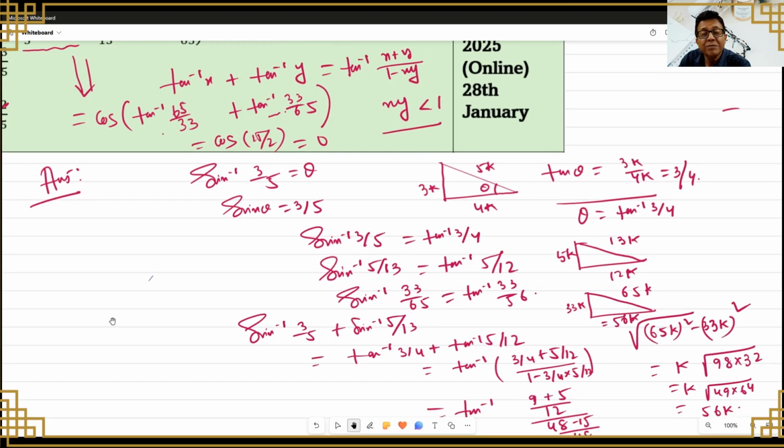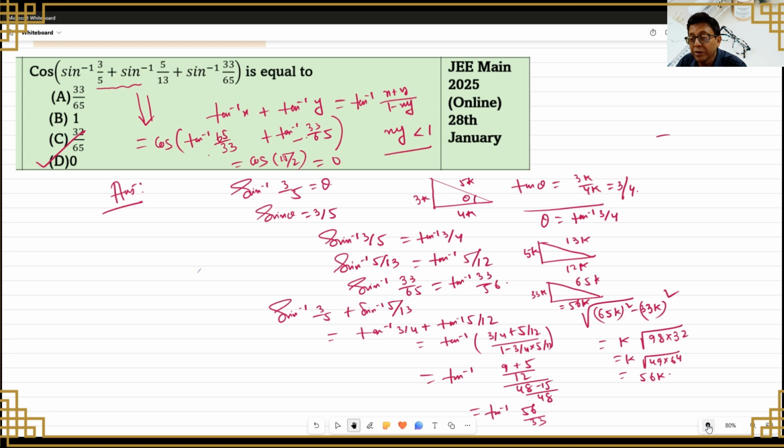Now you decide whether we have used a very difficult formula, addition of sine inverse 1 or not. No, we haven't. Only a little bit of sense that addition of tan inverse x and tan inverse y can help us.